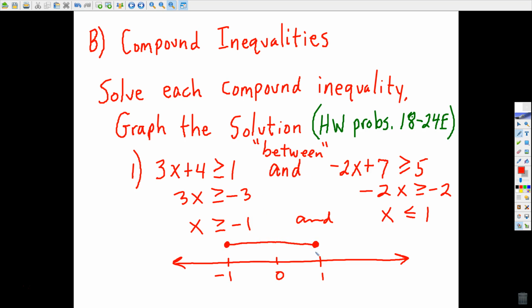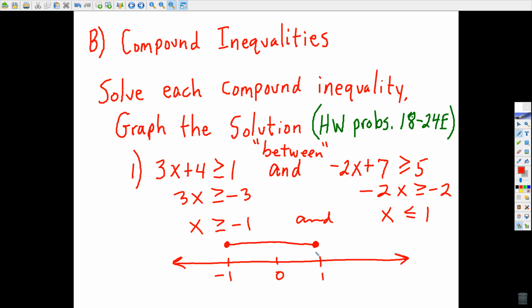So any number we can come up with, as long as it falls in this area, will make both of these work, and that's a key. If I pick a number, it's got to make this one work, and by virtue of the fact that it says and, it also has to make this one work. It's got to make both.